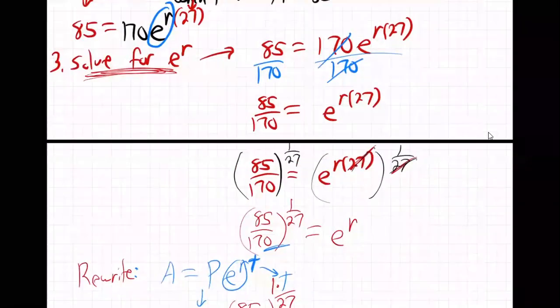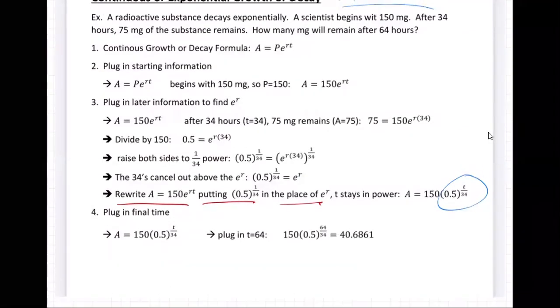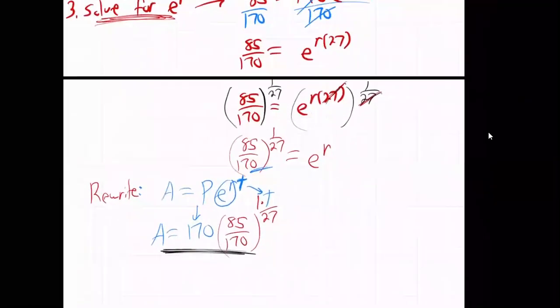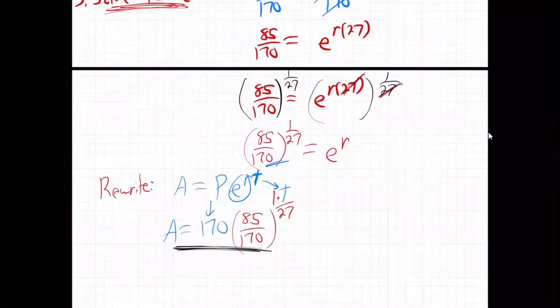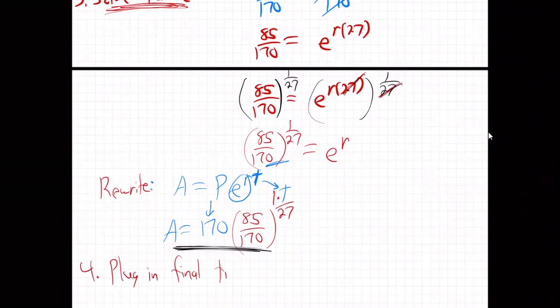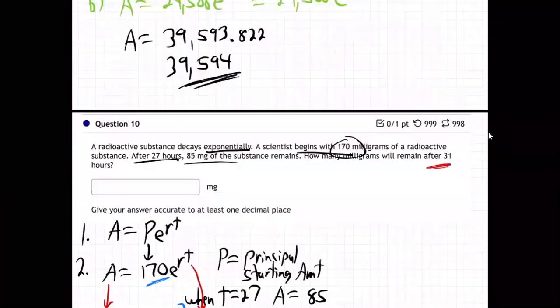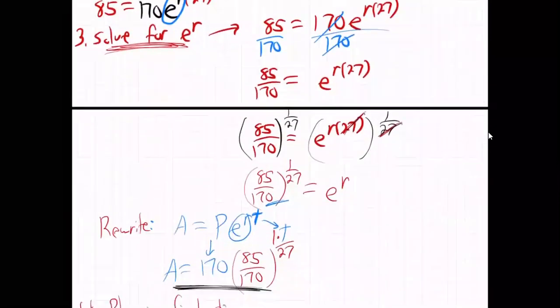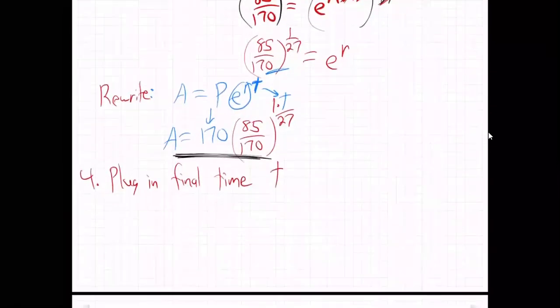There's our formula. Now step 4, plug in your final time. So step 4, we're ready to wrap it. Plug in the final time. What is the final time? What did they ask us? How much will remain after 31 hours? So t equals 31.